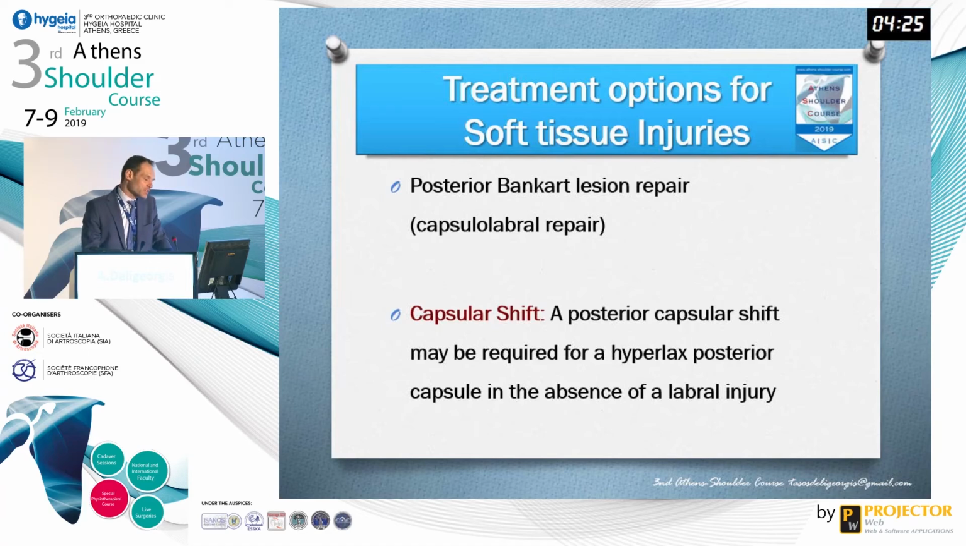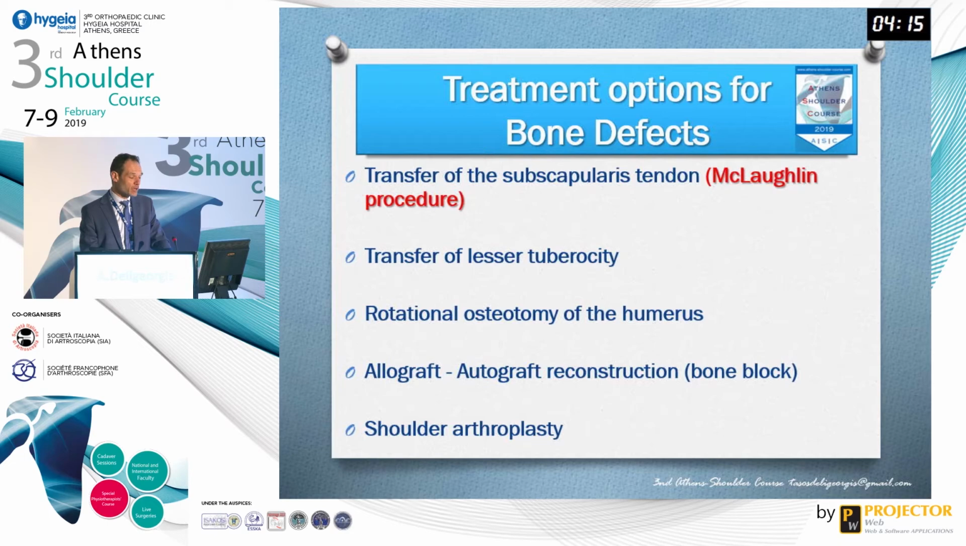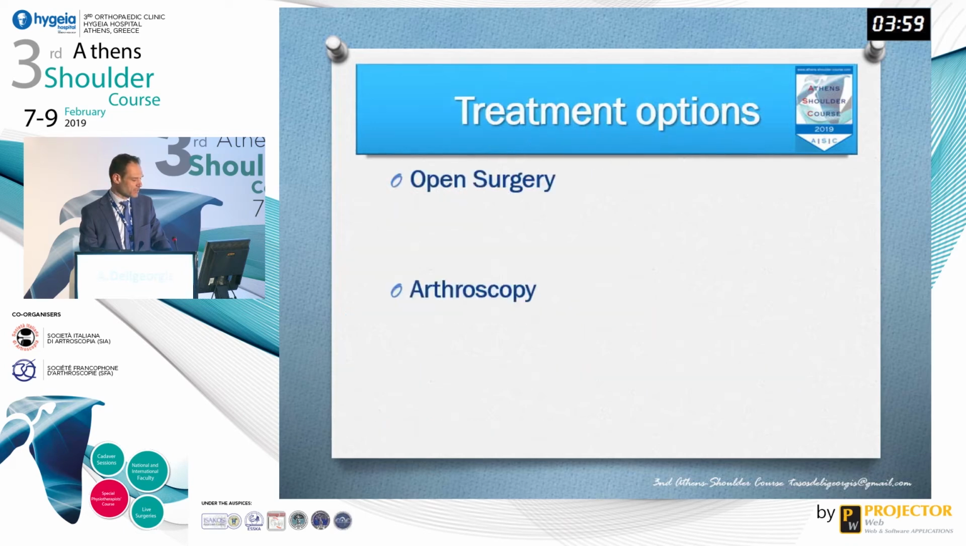For soft tissue injuries, with a posterior Bankart lesion, you will do a capsulolabral repair, and if it's a loose joint without a labral injury, you might need to do a capsular shift. For bone defects in the reverse Hill-Sachs lesion, you can do a transfer of the subscapularis tendon, a McLaughlin procedure, transfer of the lesser tuberosity, rotational osteotomy of the humerus, maybe allograft reconstruction, or shoulder arthroplasty.